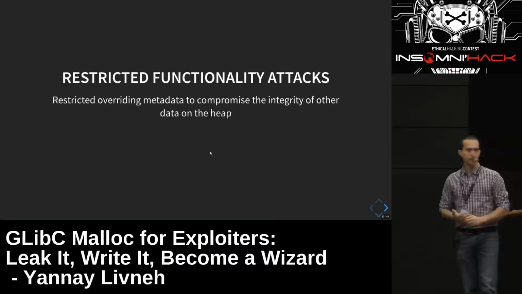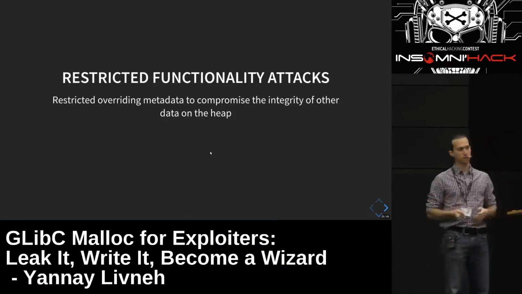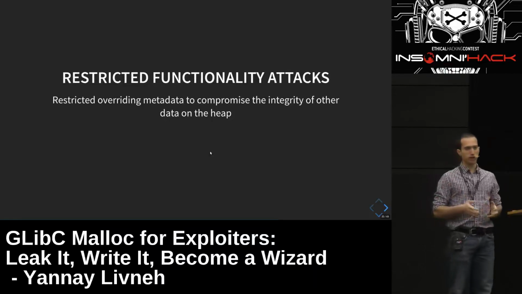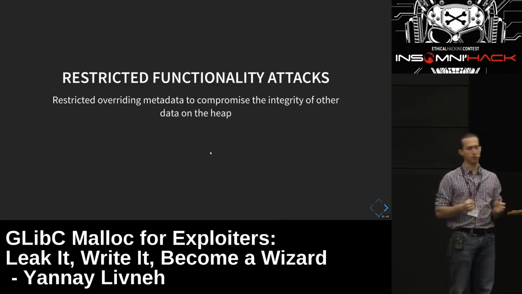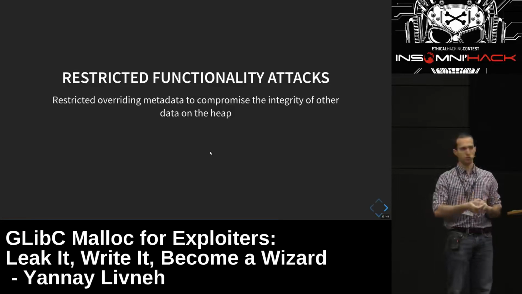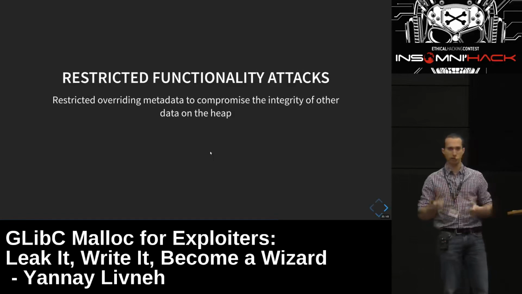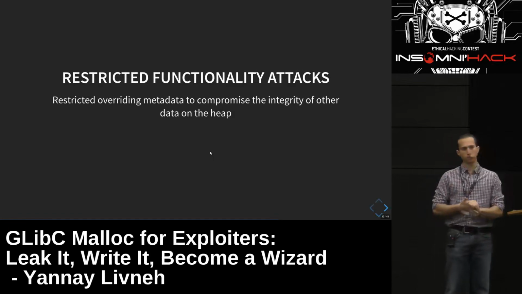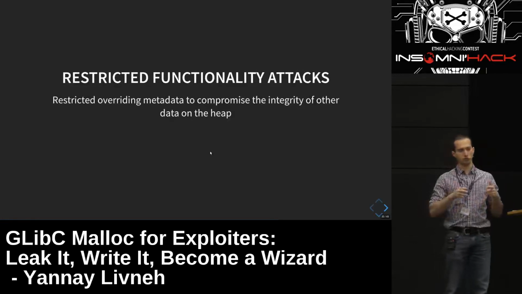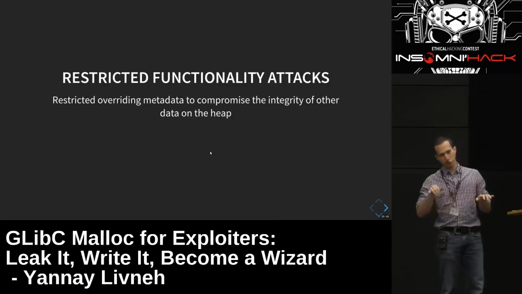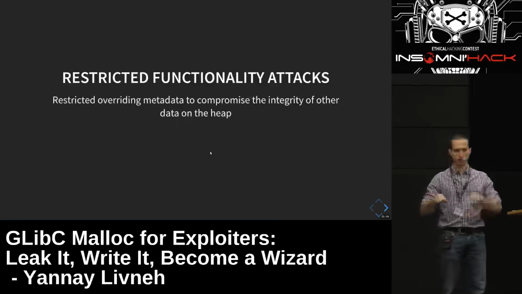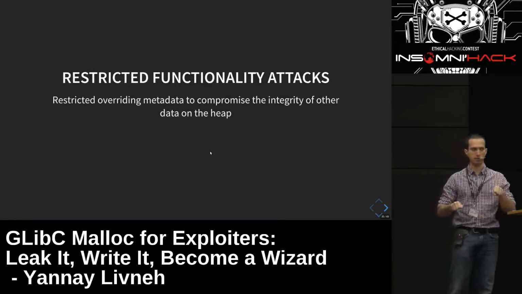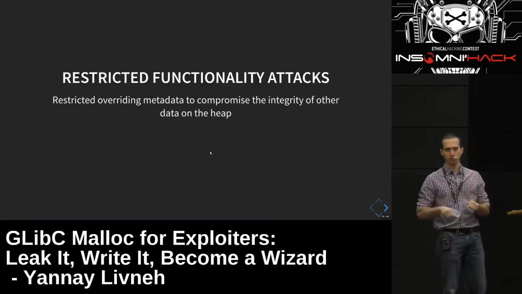Okay, so the last category is the restricted functionality attacks, in which you have more restricted vulnerabilities. You cannot write any kind of data you want. You can only write 1 byte of data. You can only write null bytes, stuff like that. But you still want to trick the allocator, and you want to overwrite other data that is in the heap. So you have some data on the heap adjacent to your vulnerable chunk, and this is what you want to hit. This is the chunk you want to corrupt.